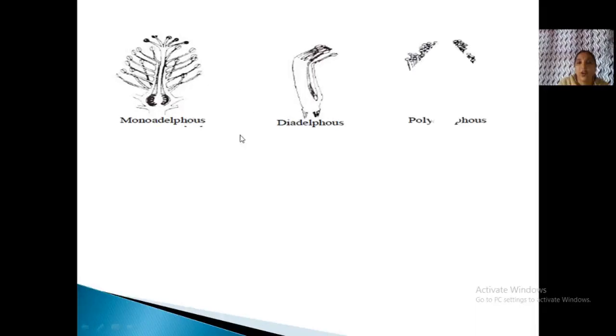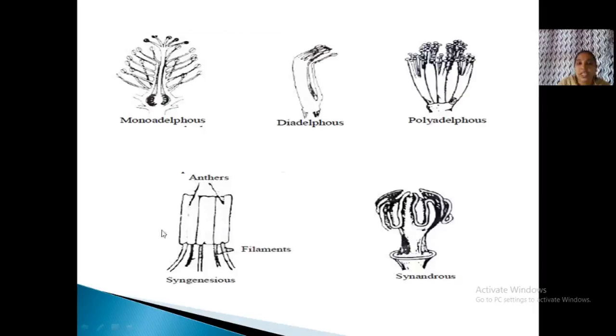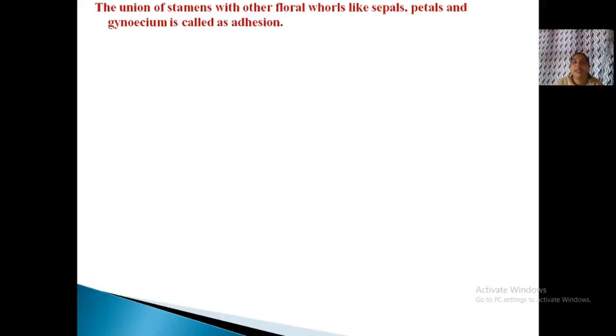Now, you can see the pictures. This is monadelphi, I already told. This is diadelphi. This is polyadelphi. What is this? The condition is syngenesious. Filaments free, anthers fused. Anthers are all fused, filaments are free. What is synandry? Filaments fused, anthers fused. Both fused. So, Adelphi, syngenesious, synandry. In synandry and syngenesious, here filaments free. Here what is free? Anthers free. Clear?